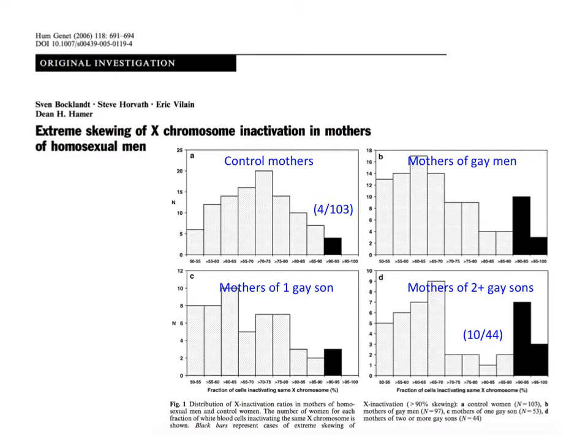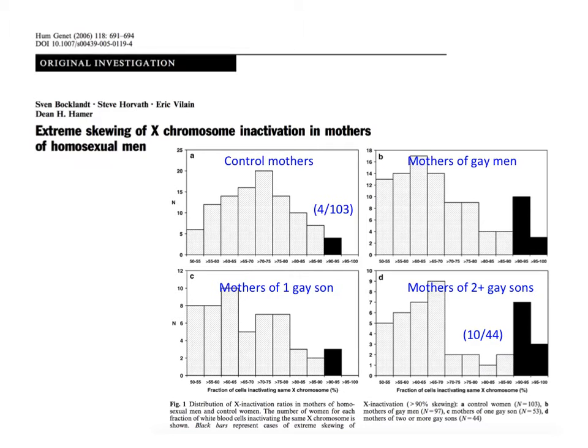it turns out that some of these same authors that did the twin study of human sexuality that we talked about a week or so ago also did this earlier study looking at X chromosome inactivations in the mothers of those sets of gay male twins. So what did they find?